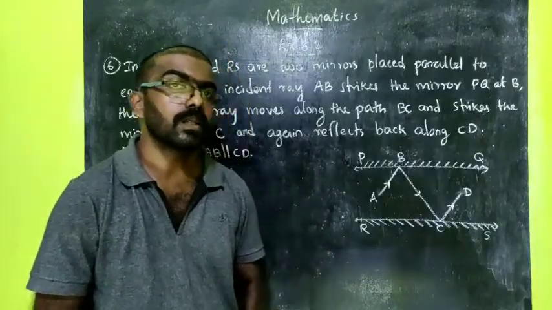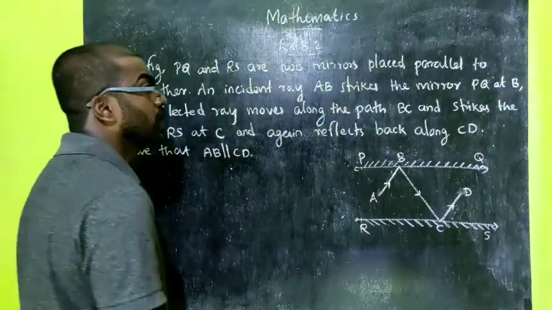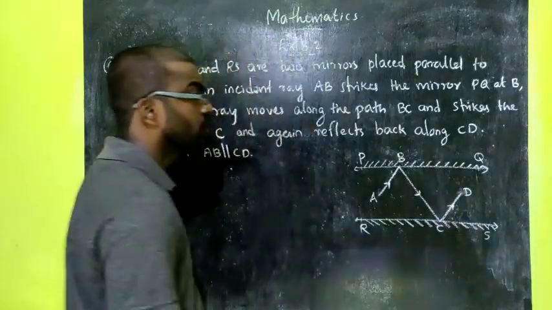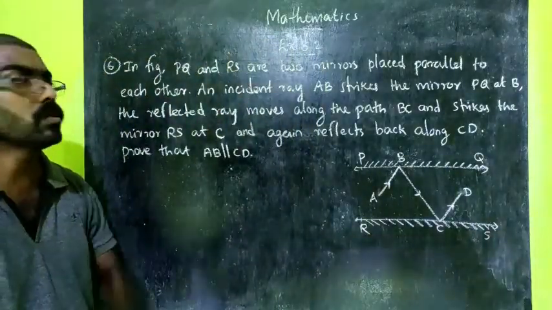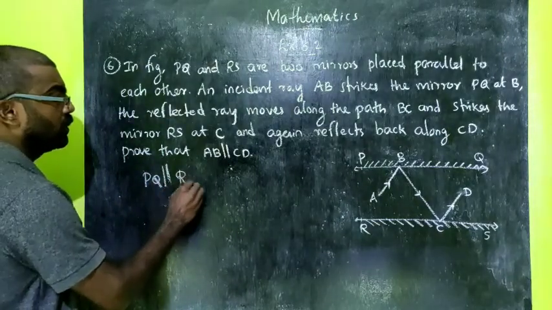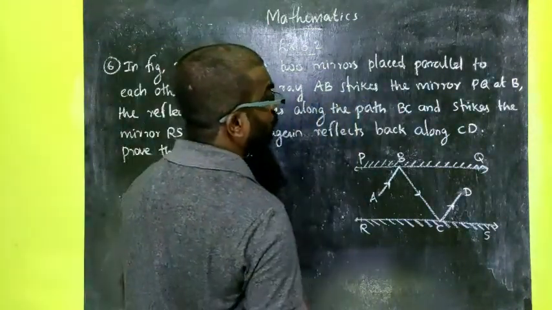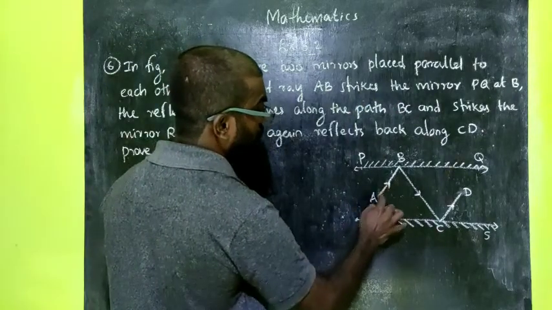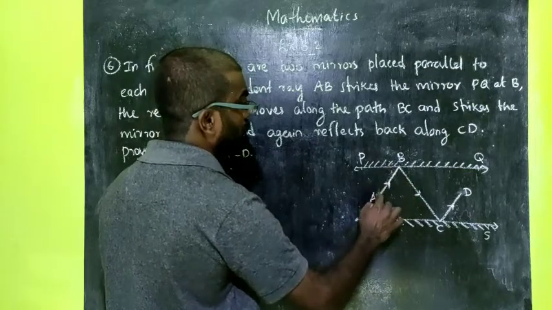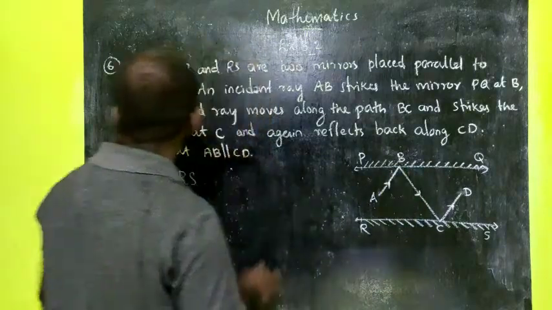Now we move on to the last question in this exercise. In the figure, PQ and RS are two mirrors placed parallel to each other. So here PQ is parallel to RS. It is given. An incident ray AB strikes the mirror PQ at B. Here AB is an incident ray which strikes the mirror PQ at the point B.